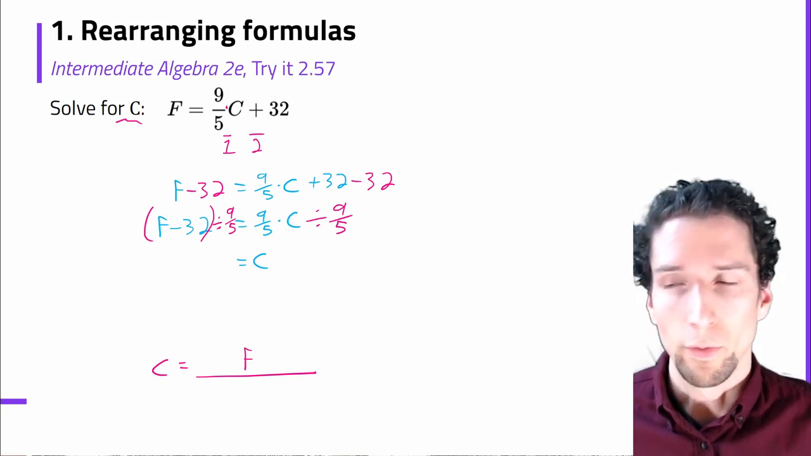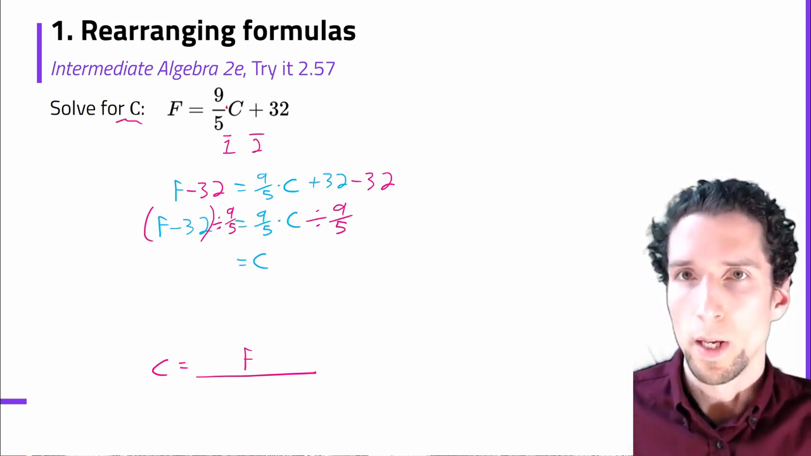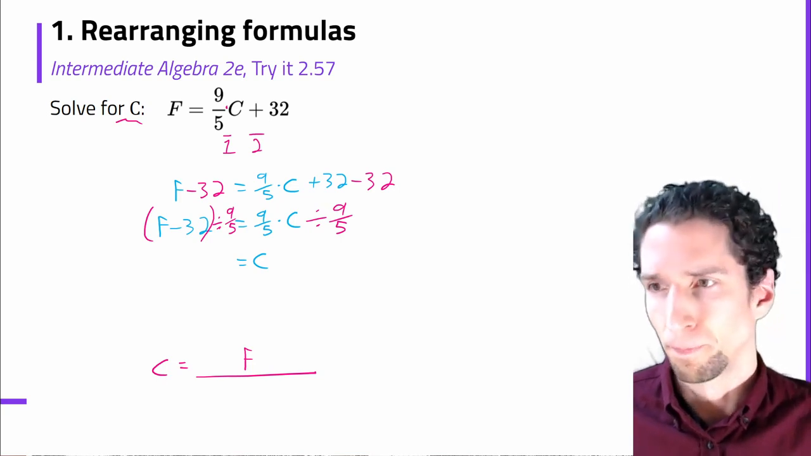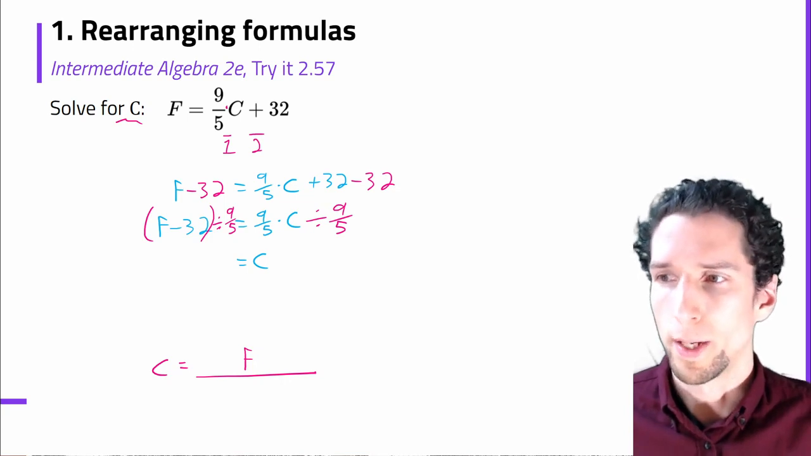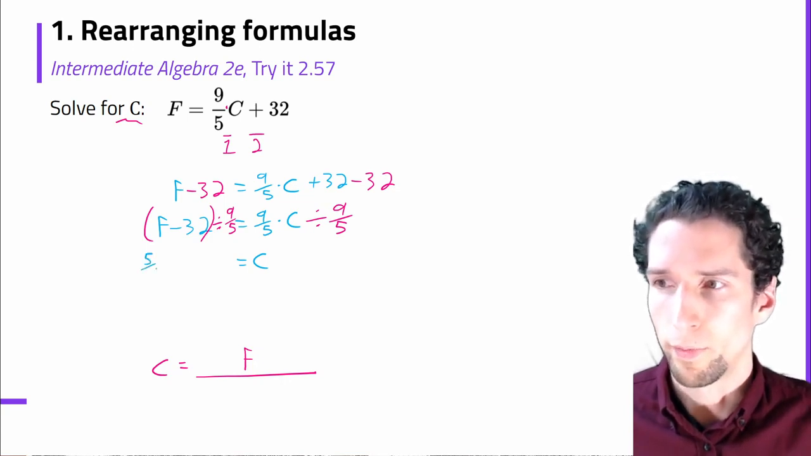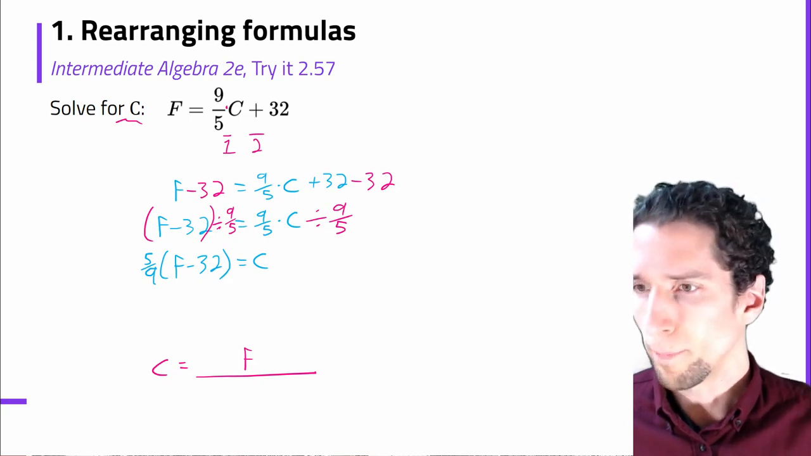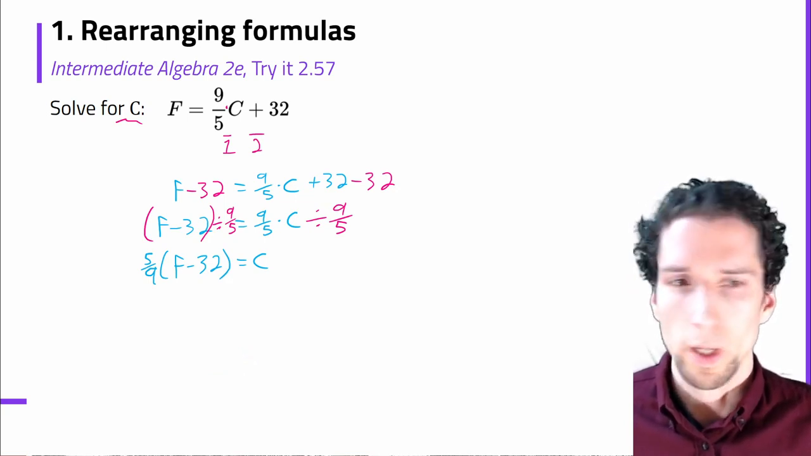Sorry, not 9/5. We are dividing by a fraction. So that means that's the same as multiplying by the inverse of that fraction. So we flip over and multiply. So that's the same as just multiplying by 5/9. So that times f minus 32. Okay, and let's just clean this up, rewrite it.